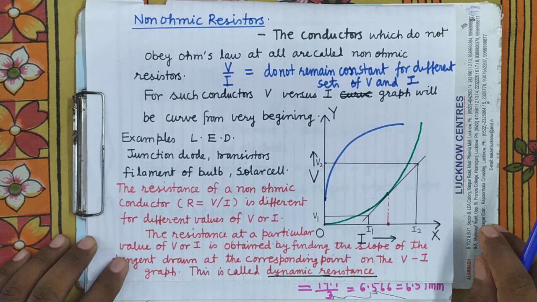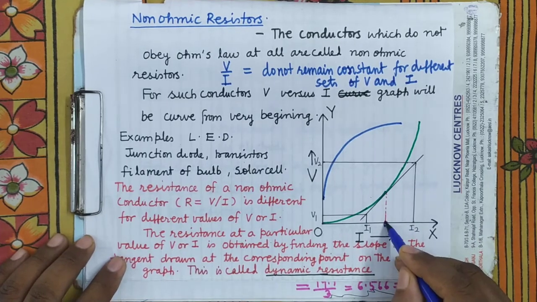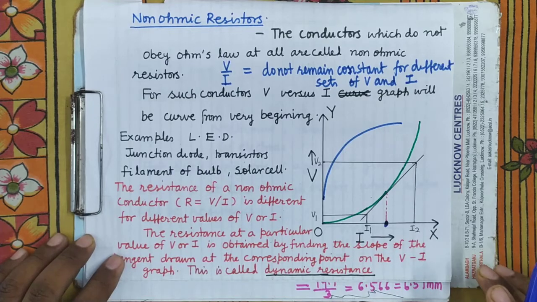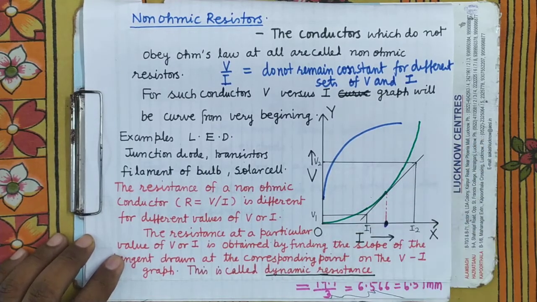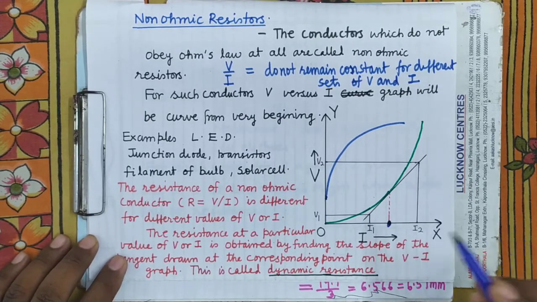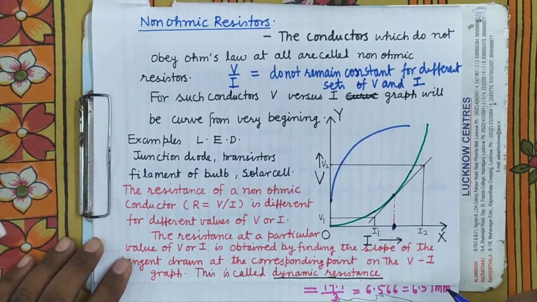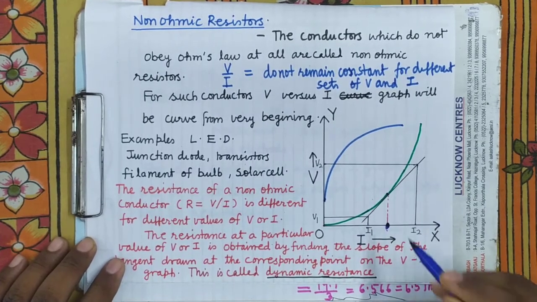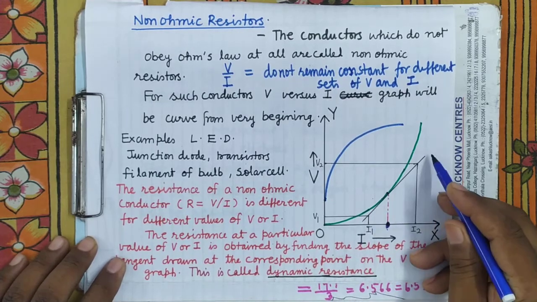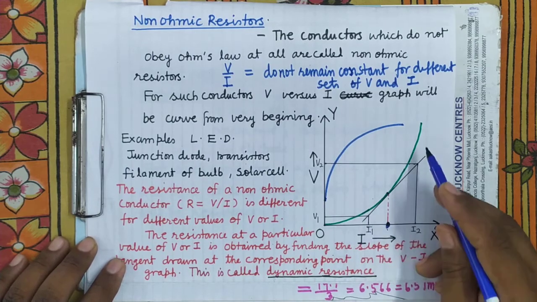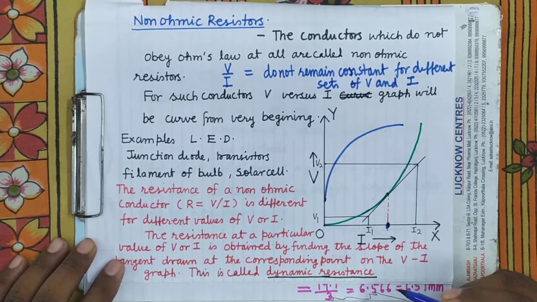How will you find the resistance for a particular value of current? Suppose for this value of current, you have to find the resistance of this non-ohmic conductor whose graph is this. So what will you do? First of all, you will locate the point on the graph corresponding to this current. Then at that point, you draw the tangent to this V versus I curve.